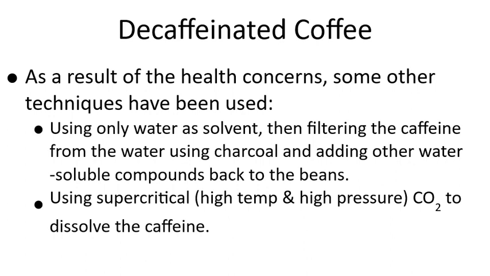One of these is using only water as the solvent and then filtering the caffeine from the water using activated charcoal before adding back the remaining water-soluble compounds into the beans. Another technique is using supercritical carbon dioxide to dissolve the caffeine. Supercritical carbon dioxide is carbon dioxide at high temperature and pressure, such that the difference between the liquid and the gas phases disappears. At these high pressures, the carbon dioxide acts as a solvent to dissolve the caffeine.